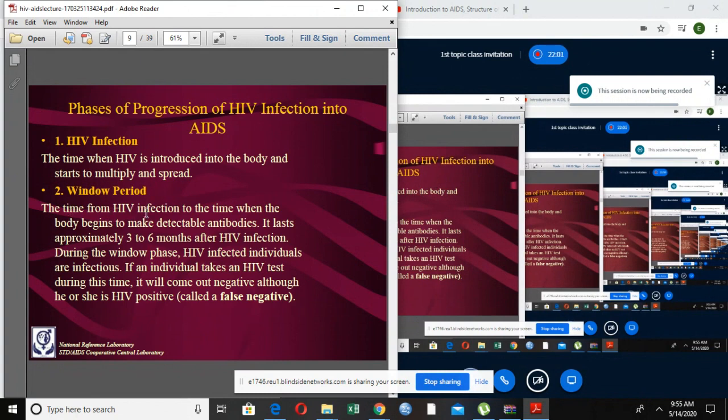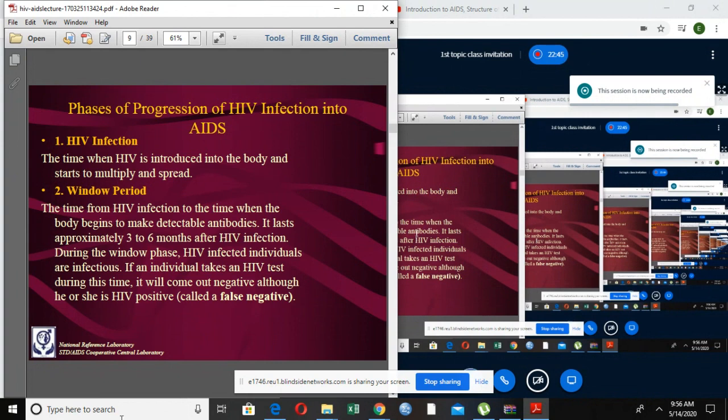This is the time from HIV infection to the time when the body begins to make detectable antibodies. So even if you test for HIV at this period, since the body is still to make the detectable antibodies, you'll not be able to know that you have HIV and AIDS. How do people know that a person is suffering from HIV and AIDS? Through tests. They normally test the antibodies. So if the antibodies are yet to be produced against the HIV virus, then you will not be able to know because the antibodies are not there.